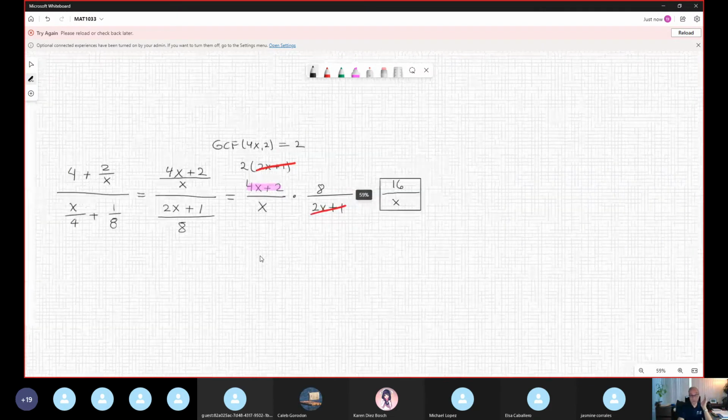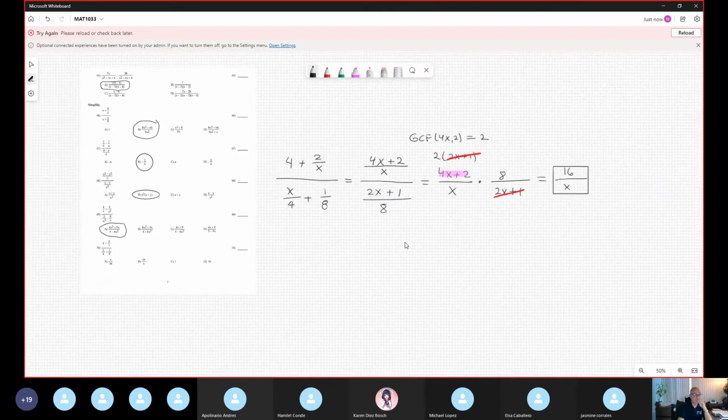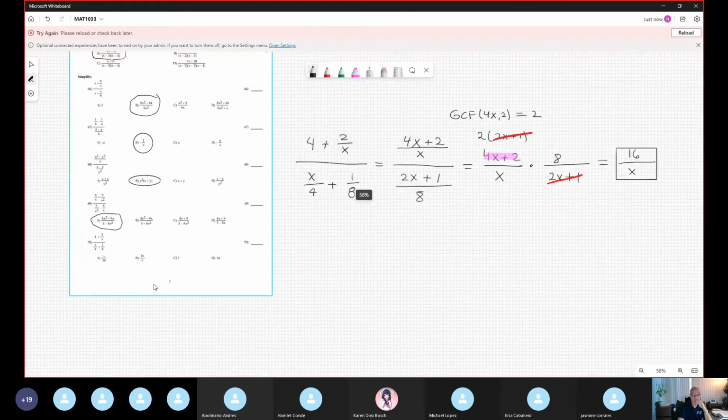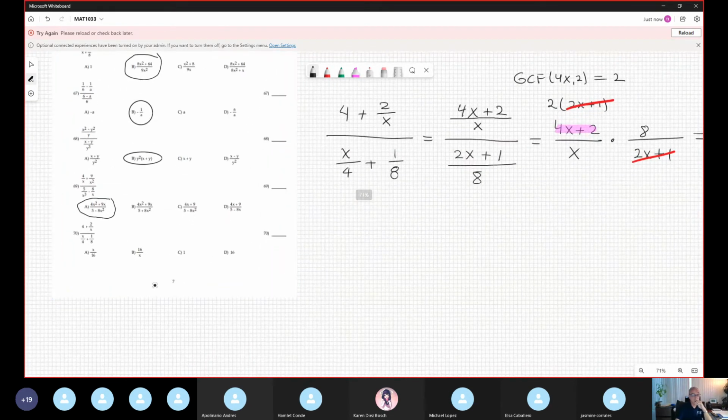I suppose I go to the paper to see if the answer is correct or incorrect. I suppose we get the B option. Cool.